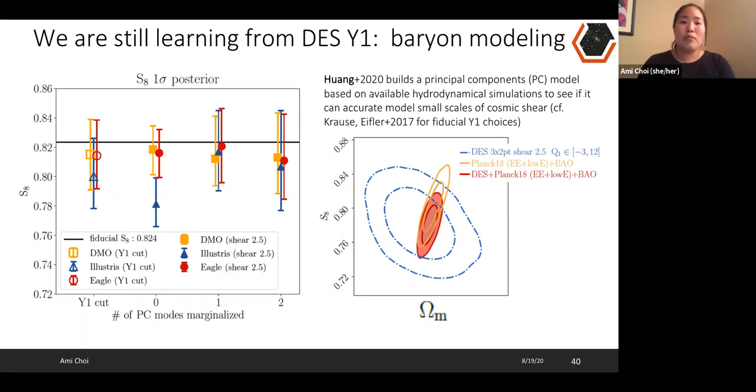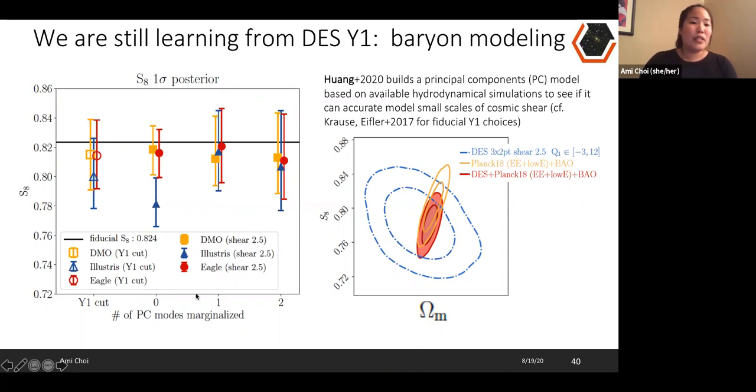So the idea behind this is that principal components analysis is a way of projecting data from a higher dimensional space to a lower dimensional space by maximizing the variance in each dimension. And here the PCA model is performed on the cosmological observables derived from a set of hydrosims, and these span some range of potential baryonic scenarios with different levels of feedback.